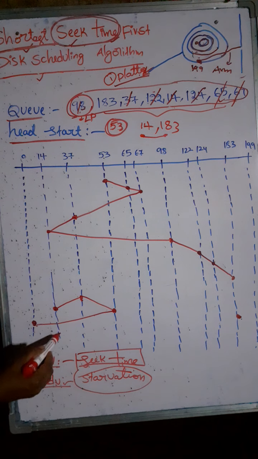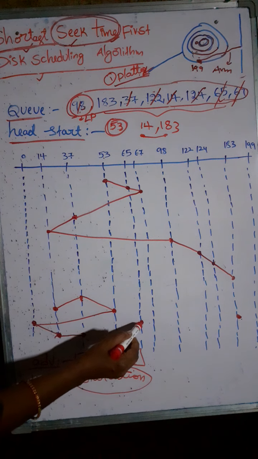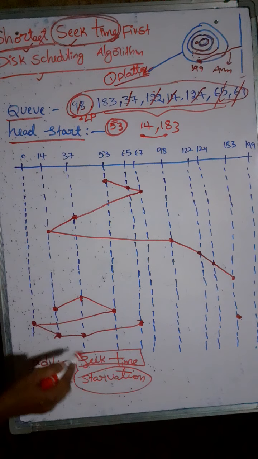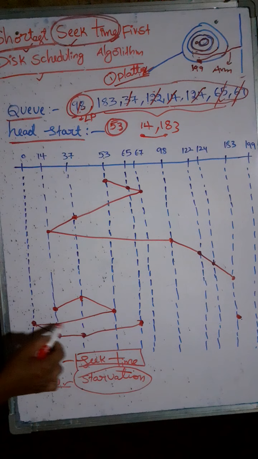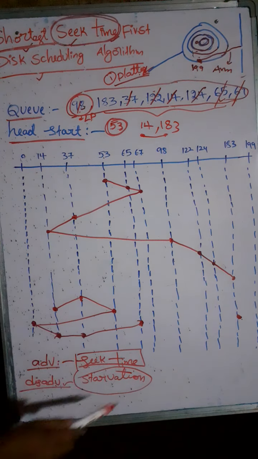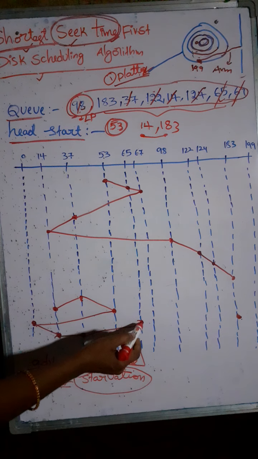If there is another request with 14, then the head will go to 14. If another request with 37, then we should serve 37. After 37, if a 65 request comes, then we should serve the 65. Like that, we are serving the other requests and making the request at 183 wait. We are not serving this request and we are serving the nearby requests.